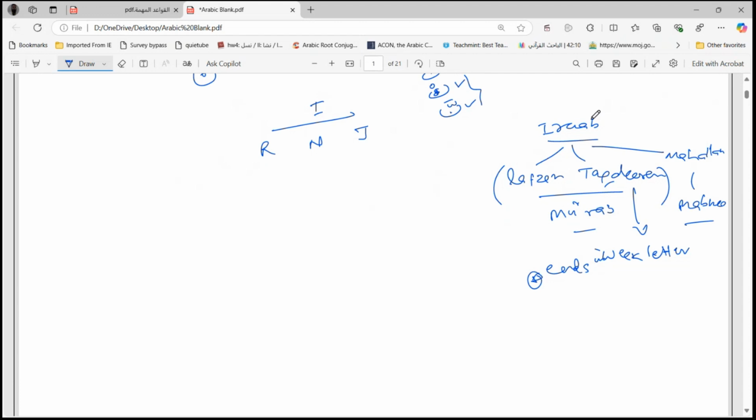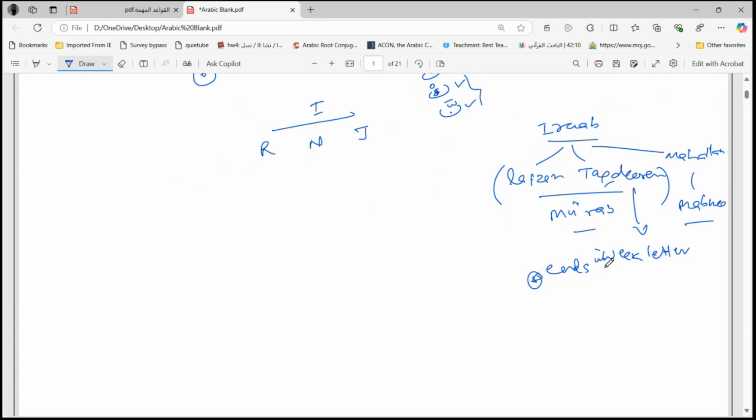There are some certain things which you need to memorize, like marfuat, you need to memorize: mubtada, khabar. But how will you identify whether something is mubtada? By knowing that it is marfu. And how will you know it is marfu? By knowing the signs of it, the signs of the rafa state. So everything comes back to this only. So this is the basic.